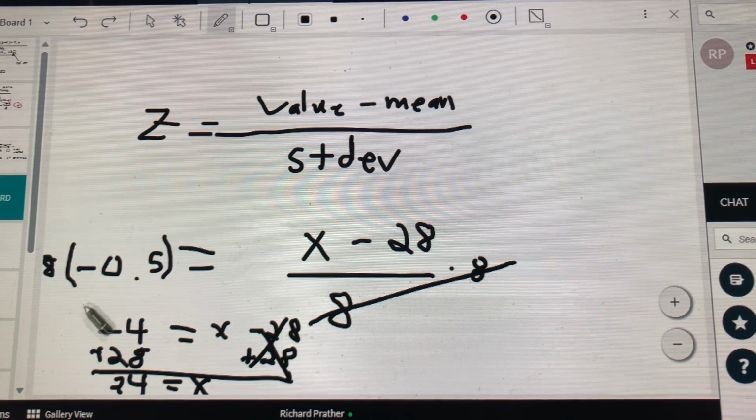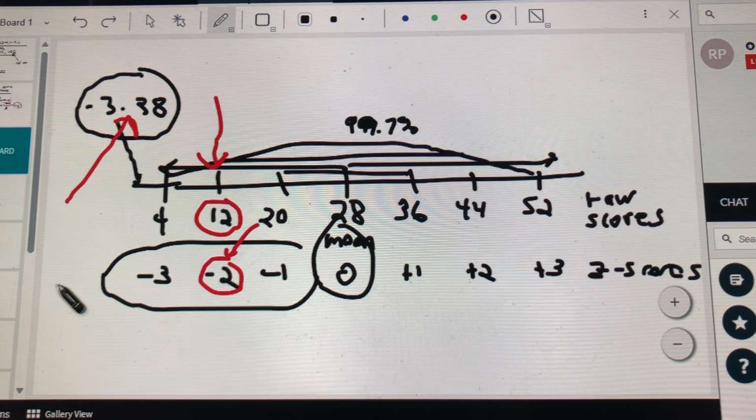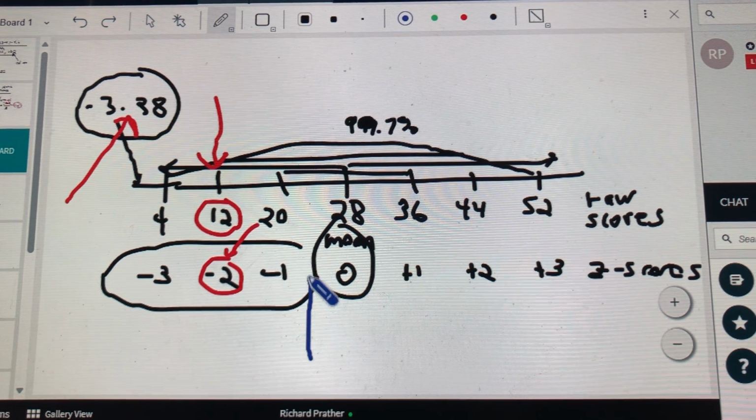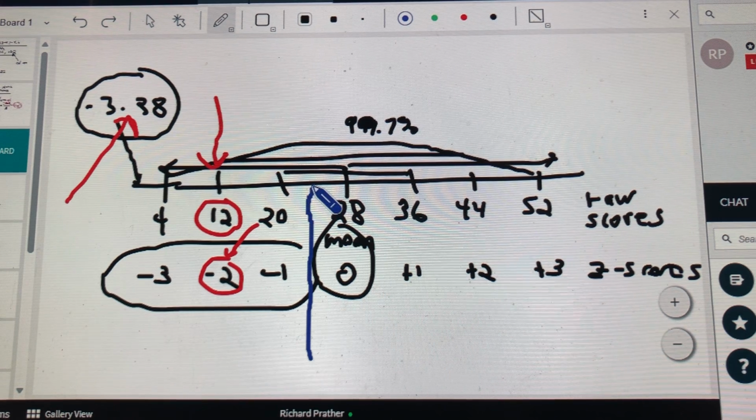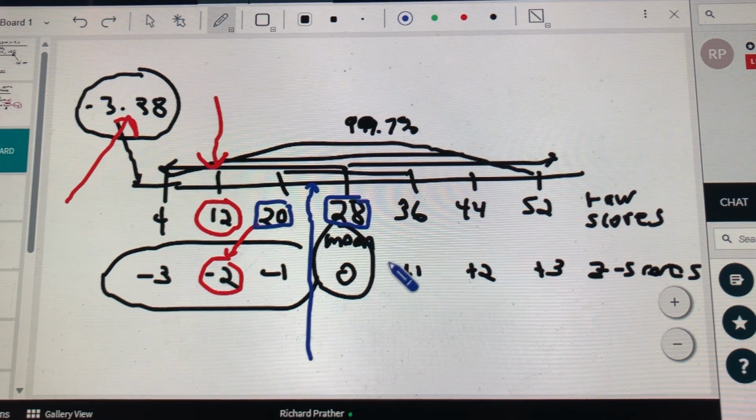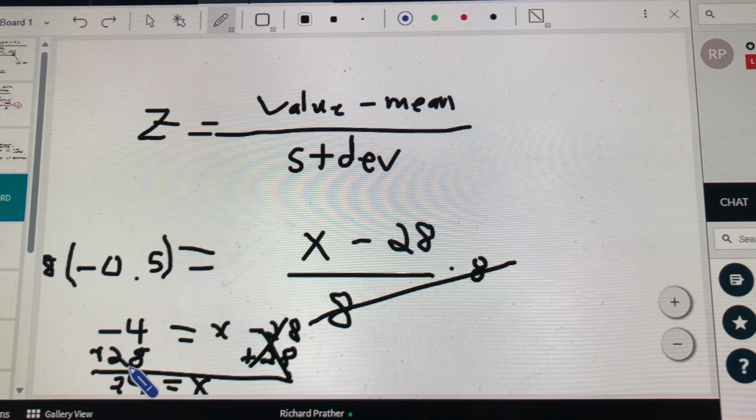And this will make sense because -0.5 is literally between -1 and 0. It's halfway in between -1 and 0. And look at the raw scores. That means you're halfway between 20 and 28. And halfway between 20 and 28 is 24. So that answer actually makes sense right there.